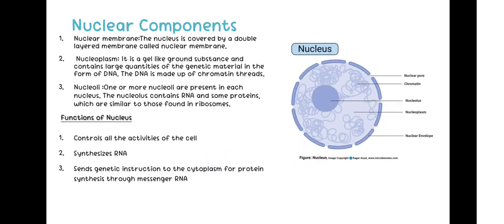Under the nuclear components, the nucleus is covered by a double layer membrane called the nuclear membrane. Next is the nucleoplasm. It is a gel-like ground substance and contains large quantities of genetic material in the form of DNA. That means inside the nucleoplasm the DNA is held in that state.